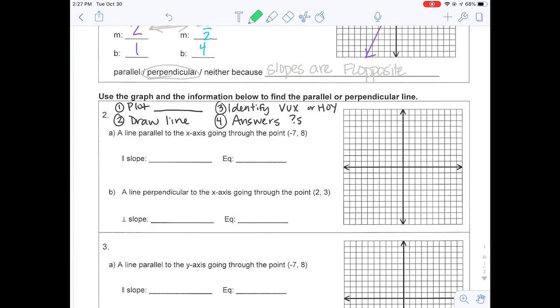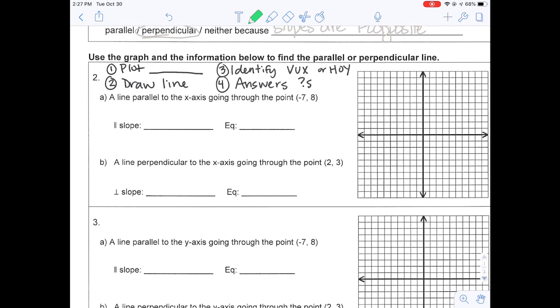So it goes from a positive to a negative, and 2 flips over to be 1/2. So we have 2 other questions to do today. Both have an A and a B. And so when we look at these, we're asked to use the graph and the information to find the parallel or perpendicular line. Now these are talking about parallel or perpendicular to an axis. So the steps I think are the best is to plot your point. Then draw the line that they are asking you or referencing. Identify if this is a Vux or a Hoy and answer the questions accordingly.